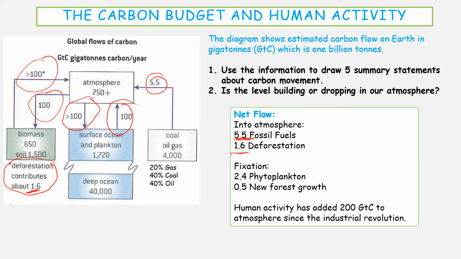In terms of fixation, phytoplankton takes 2.4 out, and new forest growth only takes 0.5 out. So there is a balance here that is unbalanced. More is going into the atmosphere than is being absorbed overall. And human activity has now added over 200 gigatons of carbon dioxide to the atmosphere since the Industrial Revolution.